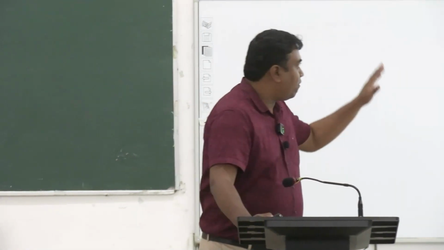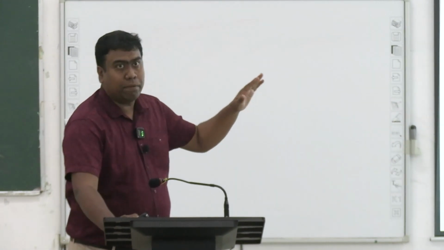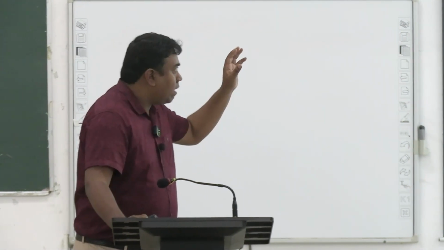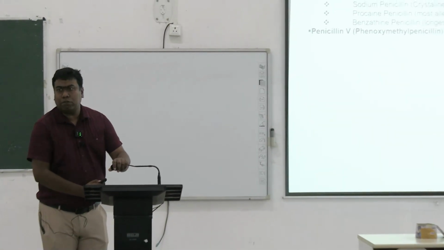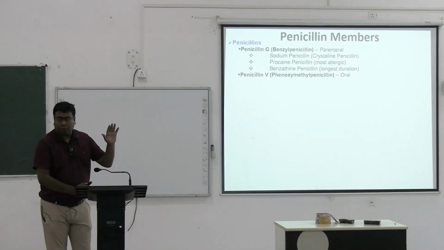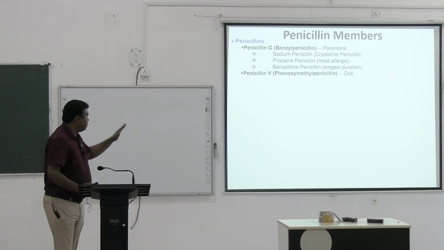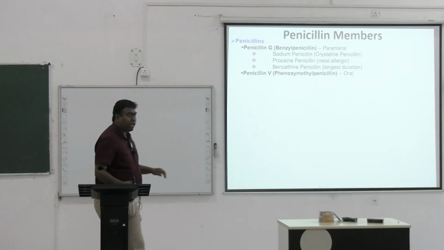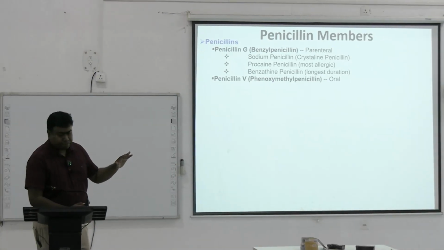In penicillin, there are different types of penicillin. First is penicillin G or benzyl penicillin, primarily given by the parenteral route. What are the different parenteral routes? IV and IM. Then procaine penicillin is the most allergic penicillin.